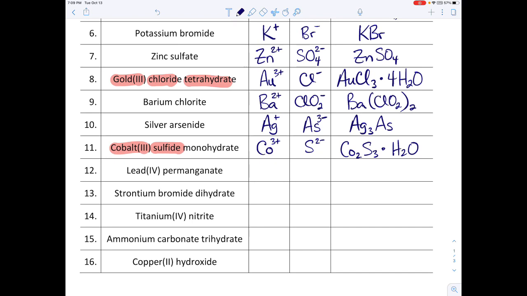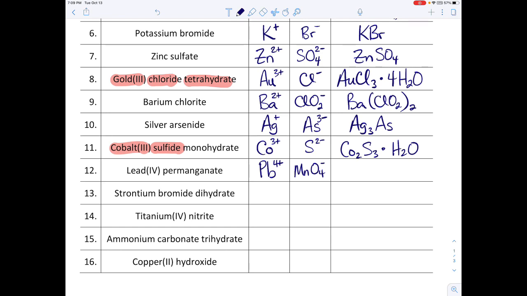Lead(IV) permanganate. So lead is Pb. It's a type 2 cation. It has more than one charge. So in this case, it's lead 4, so we'll put a 4 positive. Permanganate is a complex ion. I look on my data booklet, page 6. Permanganate is MnO4 minus.